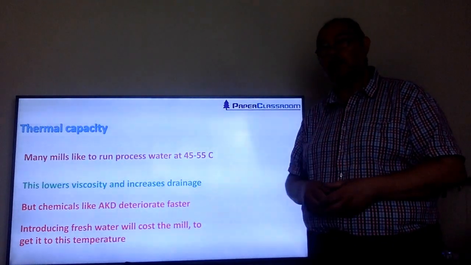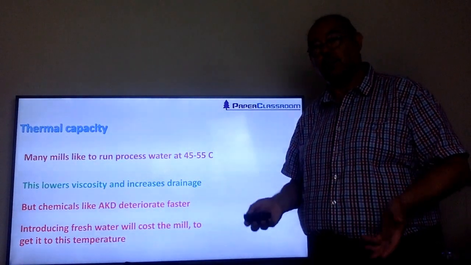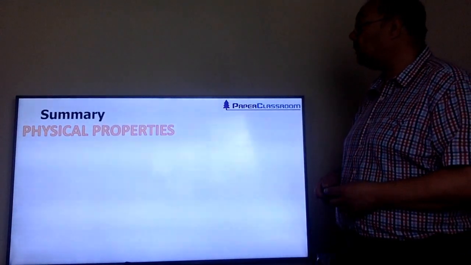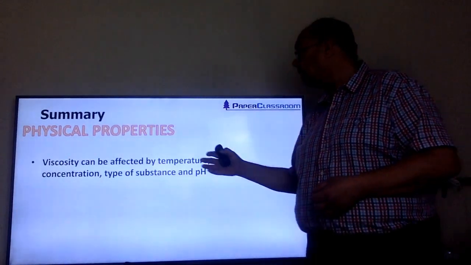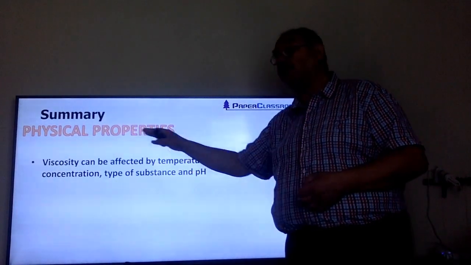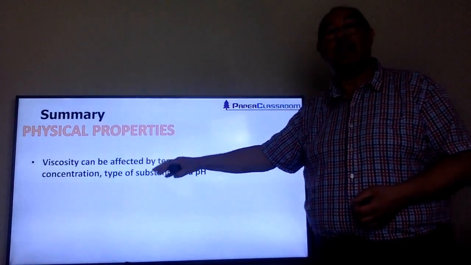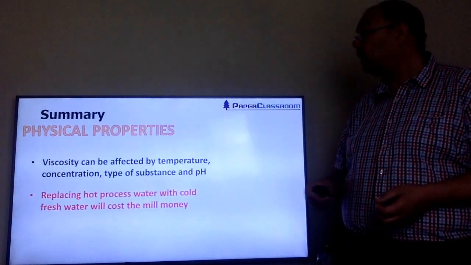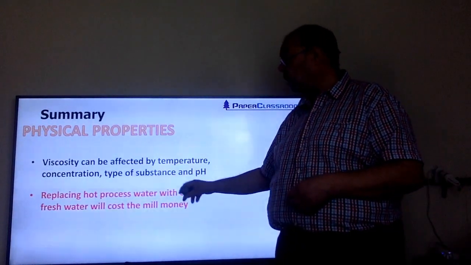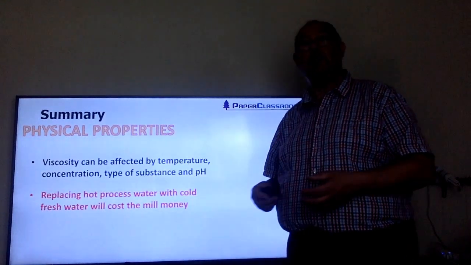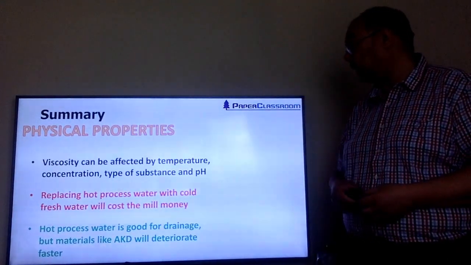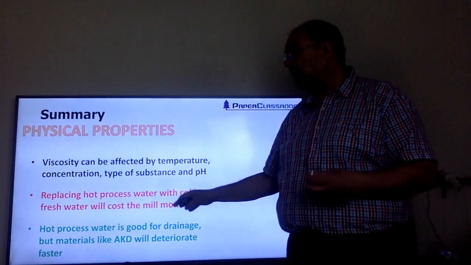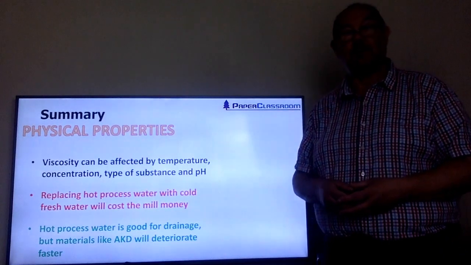So we don't dump process water lightly, because it costs us to replace it with cold water that we then need to heat up. So, a summary of the physical properties of water. Viscosity can be affected by temperature, concentration, the type of substance and the pH, even the ionic concentration. Replacing hot process water with cold fresh water is going to be expensive. And finally, hot process water is good for drainage, but materials like AKD will deteriorate faster.